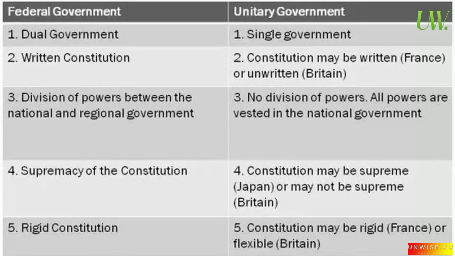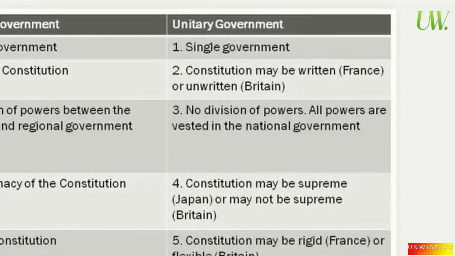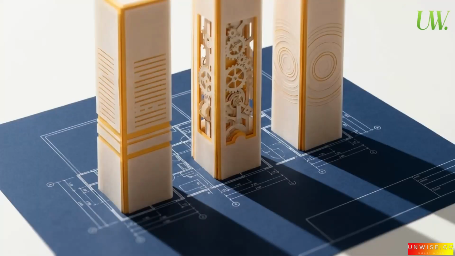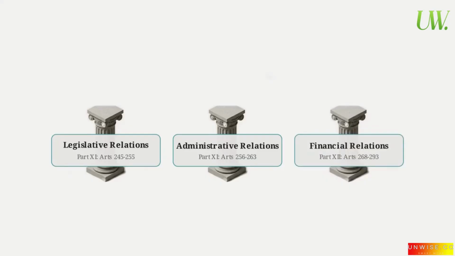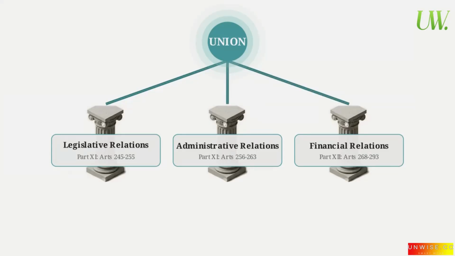Comparing federal features against unitary ones, federal systems rely on dual government and divided powers, while unitary systems vest power centrally. India starts with a dual polity, but shifts towards centralizing traits, enforcing a strong center, a single constitution, and single citizenship. Understanding this architecture requires deconstructing it across three distinct constitutional axes. These are the pillars of center-state relations: legislative and administrative relations in Part 11, and financial relations in Part 12. Each of these pillars contains specific override mechanisms that hard-code ultimate authority directly into the center.